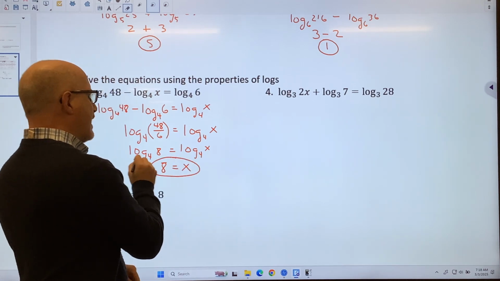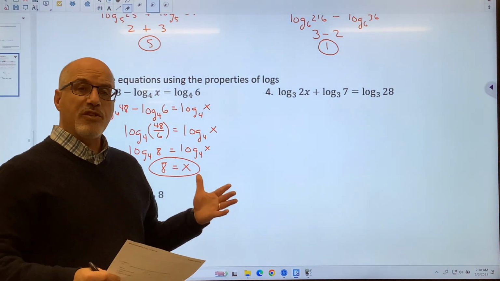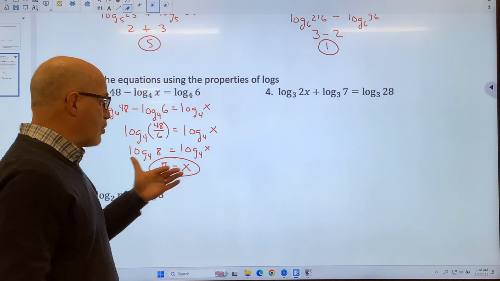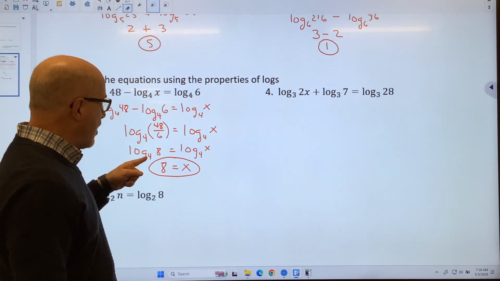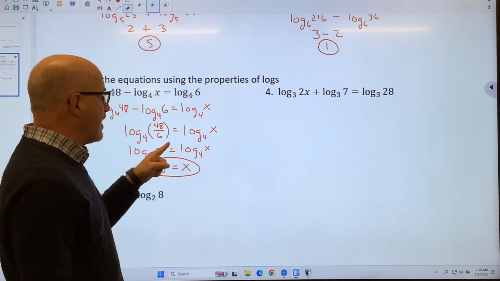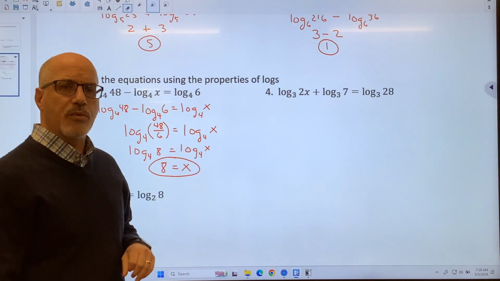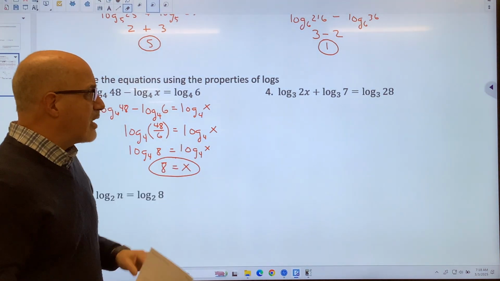That's not dividing by log base 4, that's using the property or the rule that we already have, that if you have logs with the same bases on both sides, you can set the inside parts equal to each other. All right, let's try this one.